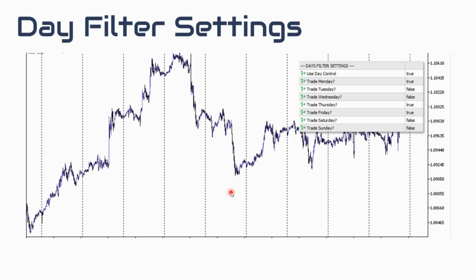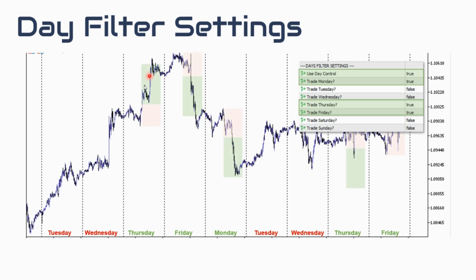In the EA you also have a day filter, so you can define which days you want to trade and which you don't want to trade. And the EA will do the rest. So for example, here we're only going to trade on Monday, Thursday, and Friday, and the EA will only take trades on those days.